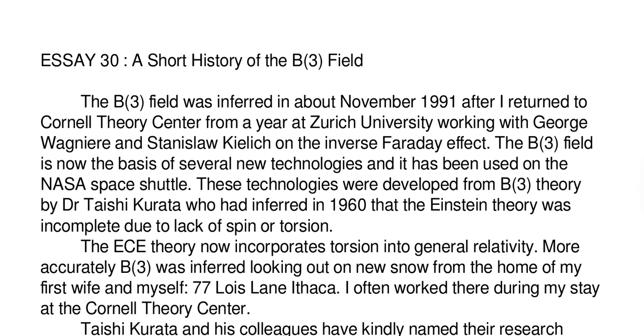More accurately, B3 was inferred looking out on new snow from the home of my first wife and myself, 77 Lois Lane, Ithaca. I often worked there during my stay at Cornell Theory Center.